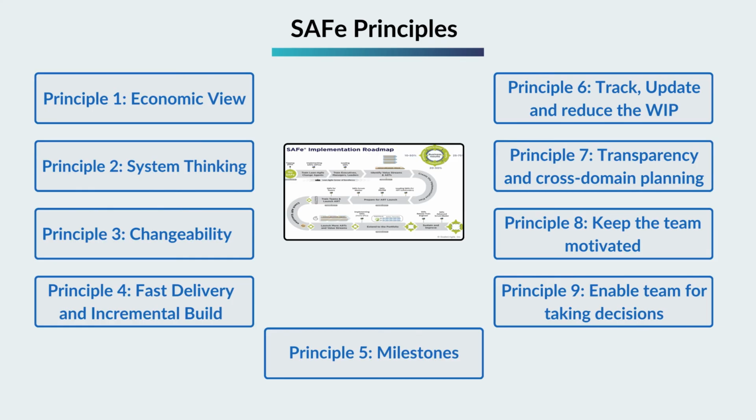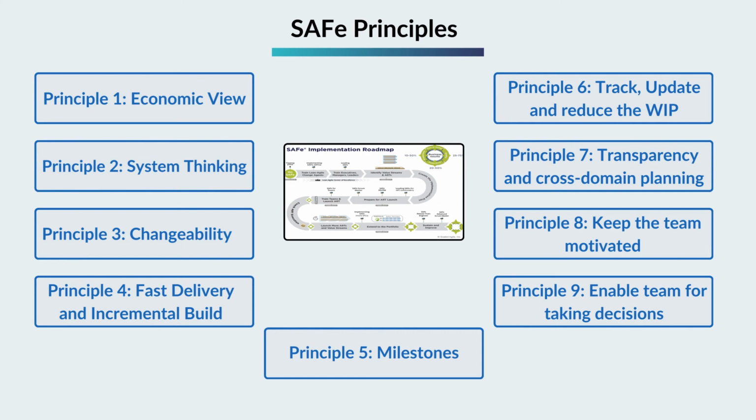Principle 6. Track, update, and reduce the WIP. All the Agile methodologies focus on limiting the work in progress, overlapping work, and the total amount of work to be done together. Perform the work in small chunks so that the validation of work can be done early and feedback can be gotten from end customers.